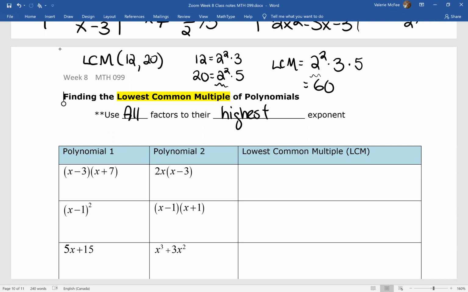You'll notice in the first 2 examples, I've got factors for you. Polynomial 1 needs the factors of x minus 3 and x plus 7. Polynomial 2 needs x minus 3. We've already got it. But it also needs the factors of 2 and x. This is the lowest common multiple.